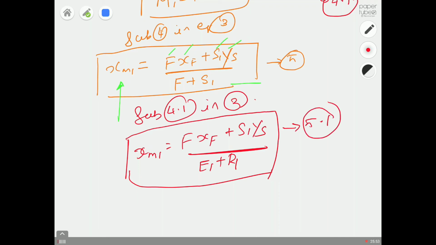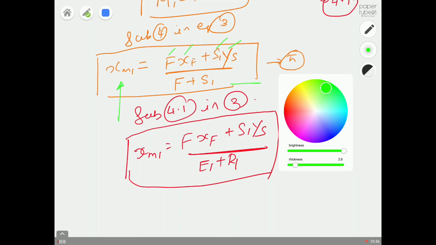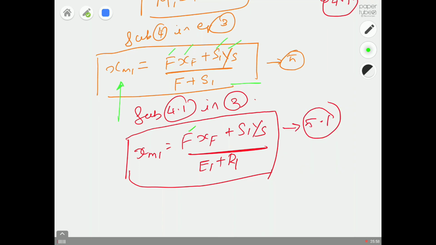Again the same rule: if we know the feed and the mass fraction of solute in the feed, the solvent mass and the mass fraction of solute in the solvent, and if we know the mass of extract and the mass of raffinate, then we can calculate the solute fraction in that mixture. I think it's easy, I guess. Then we can derive a bit more expressions out of this.